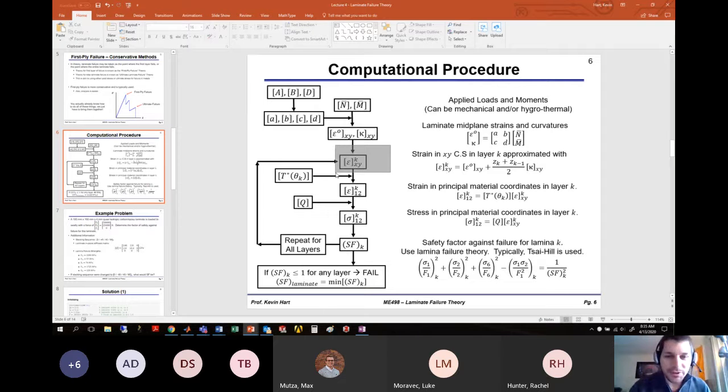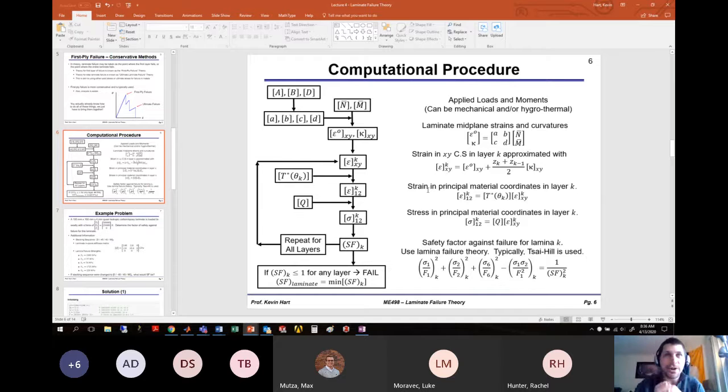I transfer the strains in the XY coordinate system, the global coordinate system of the laminate, into the principal material coordinates. So if I have a 0-degree layer, then the strain in that layer is the same as the 1-2 strain. But if I have a 45-degree layer, I have to realign my strains into the principal coordinates using my typical transformation matrix T star. So when we're talking about transforming strains, we use the T star matrix.